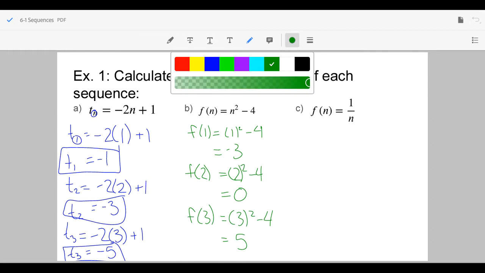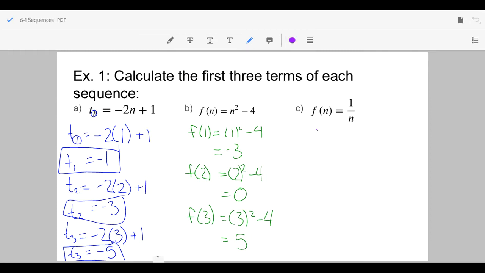The third one, f at 1 is 1 over 1, which is of course just 1. F of 2 is 1 over 2. And f of 3 is 1 over n, which again is 1 over 3.